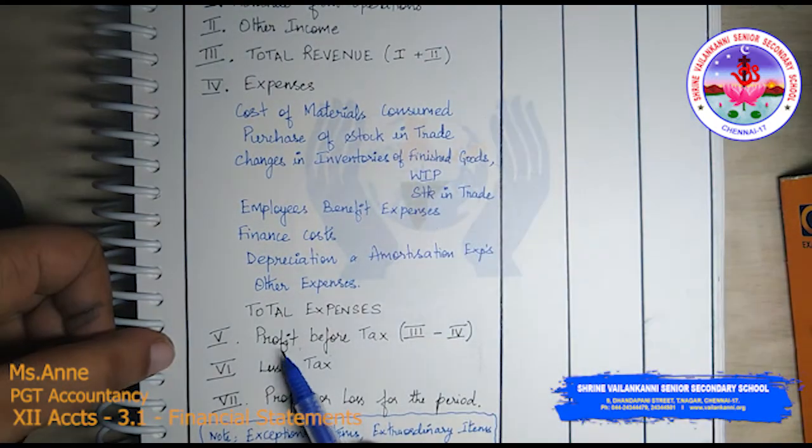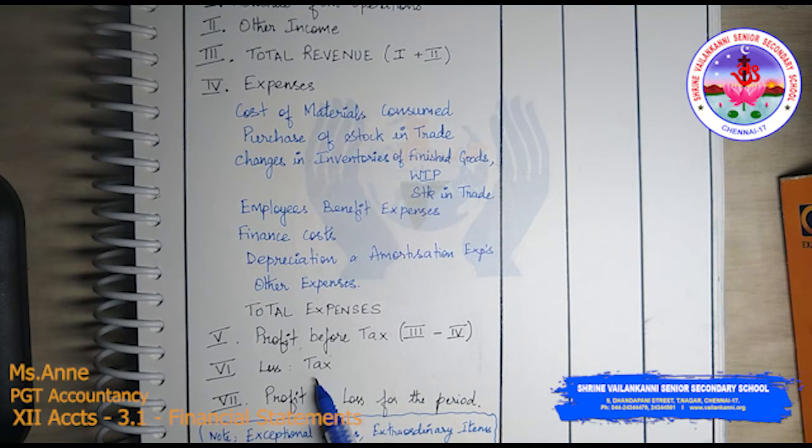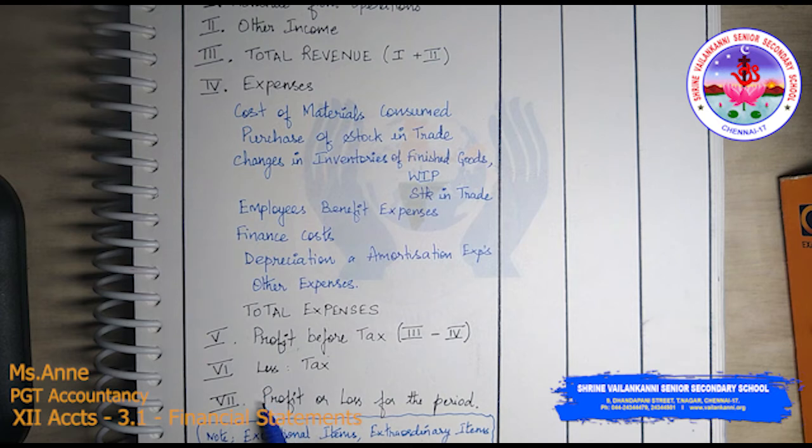Okay, so you have profit before tax. If you deduct tax, what happens? It is the profit or loss for the period. This is the final profit that is there for shareholders. First you will give preference dividend. After that only you will pay the equity shareholders.